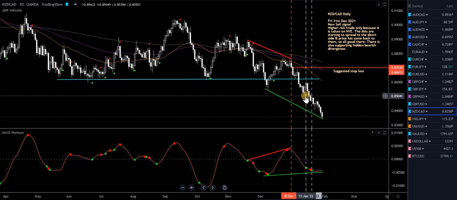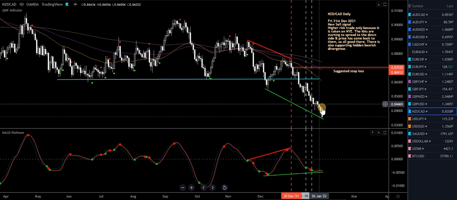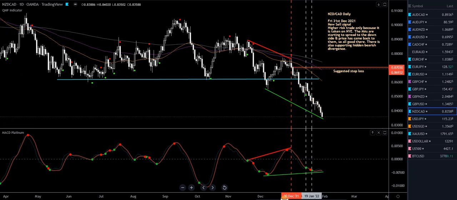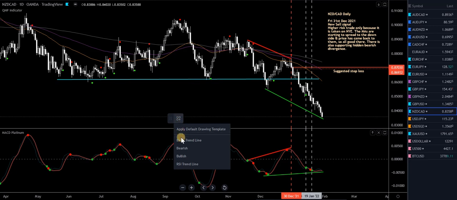But in the meantime, this buy signal is still valid. There's no red dot and this thing's going down. So what I should have done previously is drawn a trend line across here.